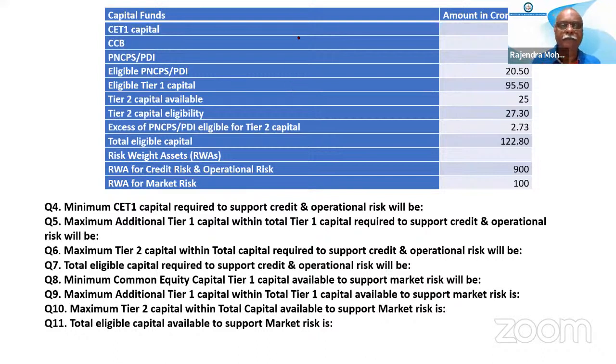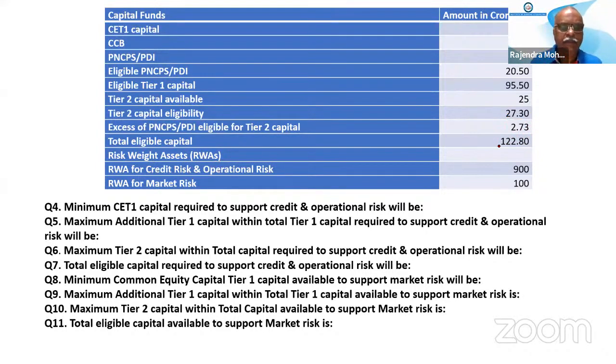Sir, the 11th one answer is 21. Please explain the 10th question, sir. The 10th question is maximum tier 2 capital within total capital. So within total capital, this is according to tier 2. Tier 2 we have an eligibility of 2730. From 2730 we subtract what we calculated in question number 6, maximum tier 2 to support credit and operational risk, which is 18. So 2730 minus 18 will be the answer for that question. Okay? Thank you, sir.